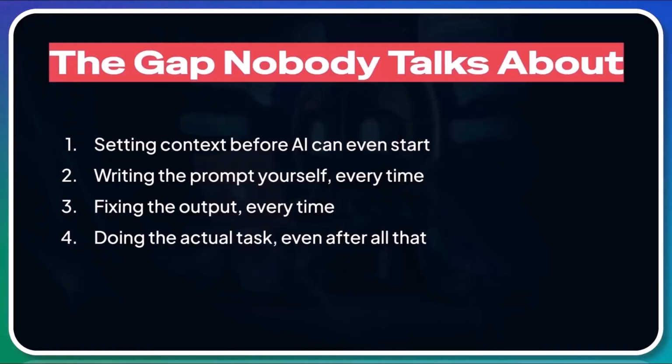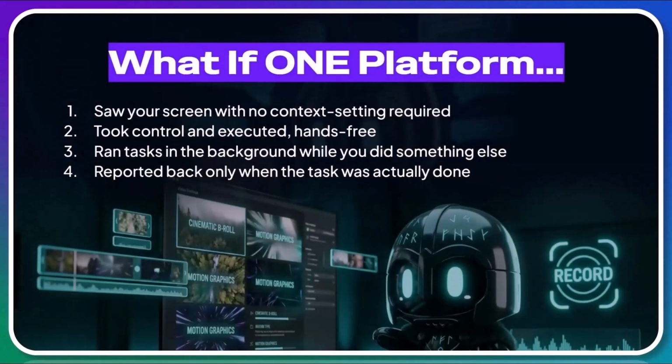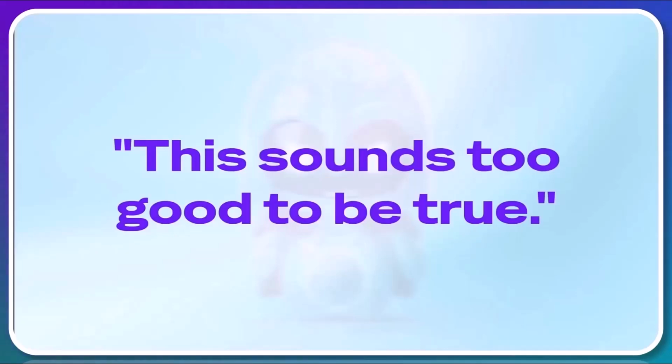When you use AI, you need to set context. When you use AI, you need to write prompts yourself. When you use AI, you need to fix the output every single time. And even after all that, you need to do the actual task. But for the very first time, you've got a platform that looks at your screen and understands the context in a minute. It can take control and execute everything hands-free on your computer. It can act like you and execute everything on your computer. It can run tasks in the background while you go do something else. And it can report back only when the task was actually done or it needed more information to do it, right. Okay, so again, if it sounds too good to be true, I promise you it is fantastic.